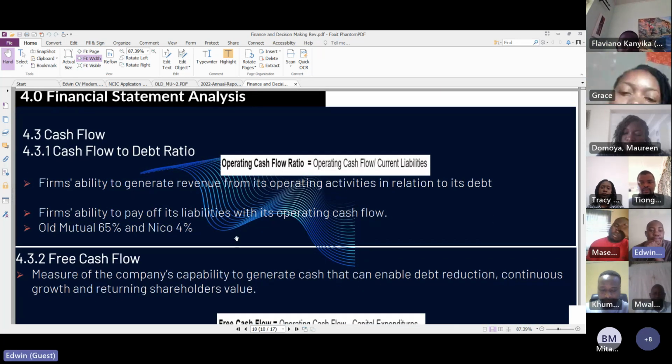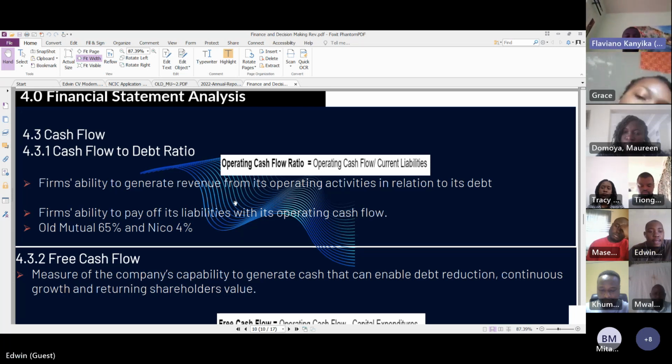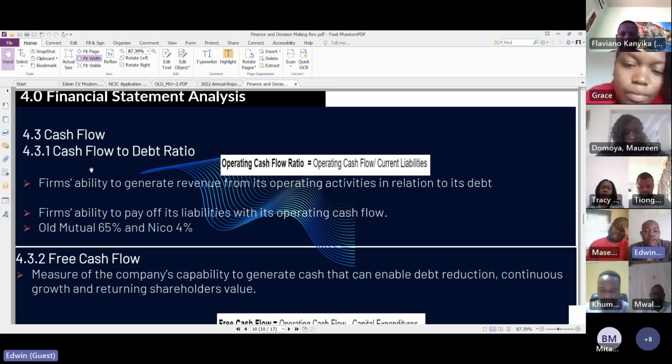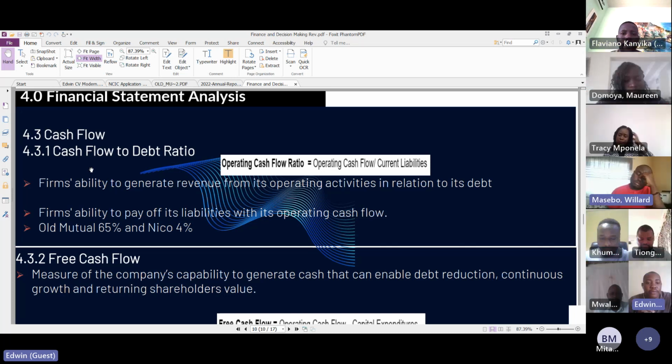On the cash flow, this is just about the ability of the firm to generate revenue from its operating activities. Looking at the cash flow to debt ratio, Old Mutual had about 65%, while NICO had 4%.